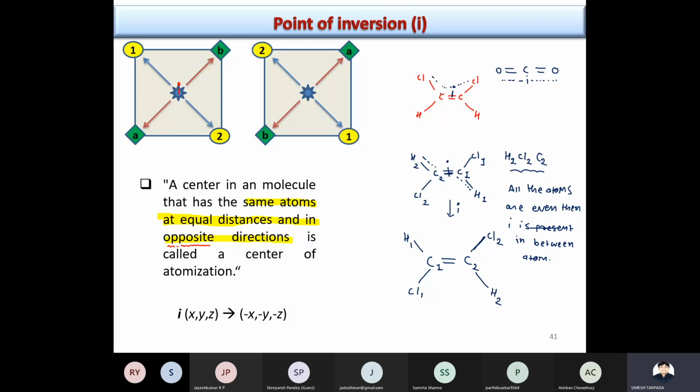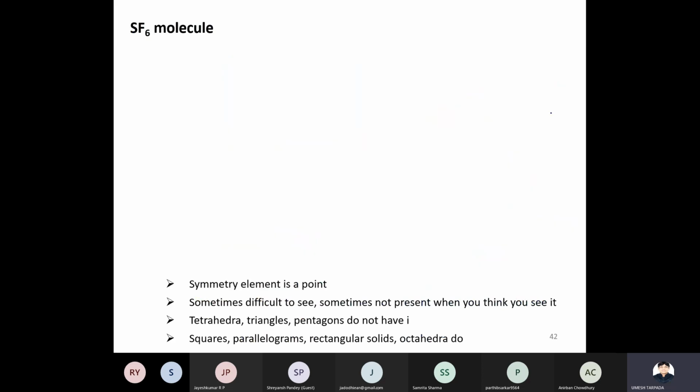So therefore I is present on the odd atom. If one of the atoms is odd, then I is definitely present on that odd atom. So this is called the point of inversion, I. See, in SF6 there is an I. The center of inversion I is over here.